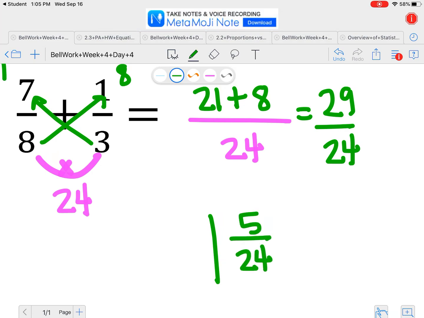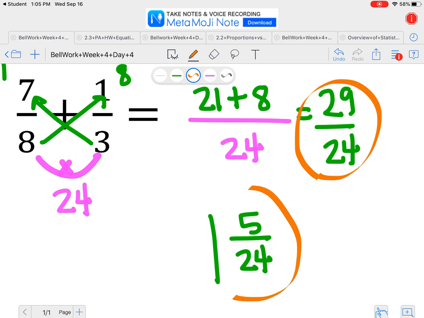And then the denominator again stays the same. So 29 over 24 is the improper fraction answer. And then 1 and 5/24 is the mixed number, simplified answer.